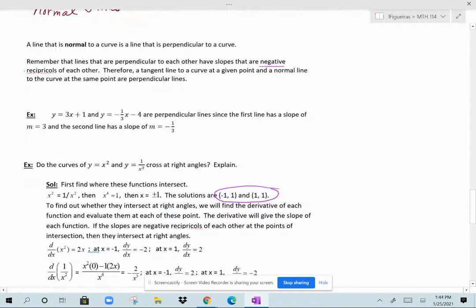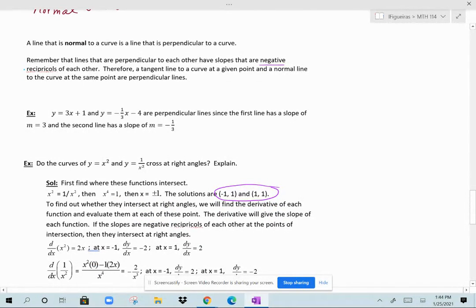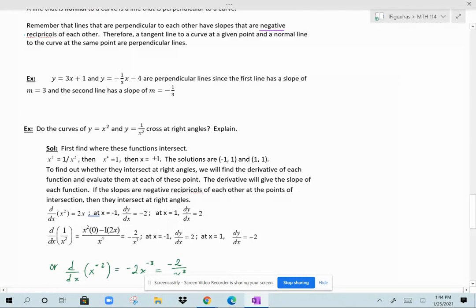Okay, so to find out whether they intersect at right angles, we now have to use the concept of the derivative and evaluate them at these points of intersection. And if the slopes are negative reciprocals of each other, then the answer would be true. If they are not, the answer would be no. They intersect, but not at right angles.